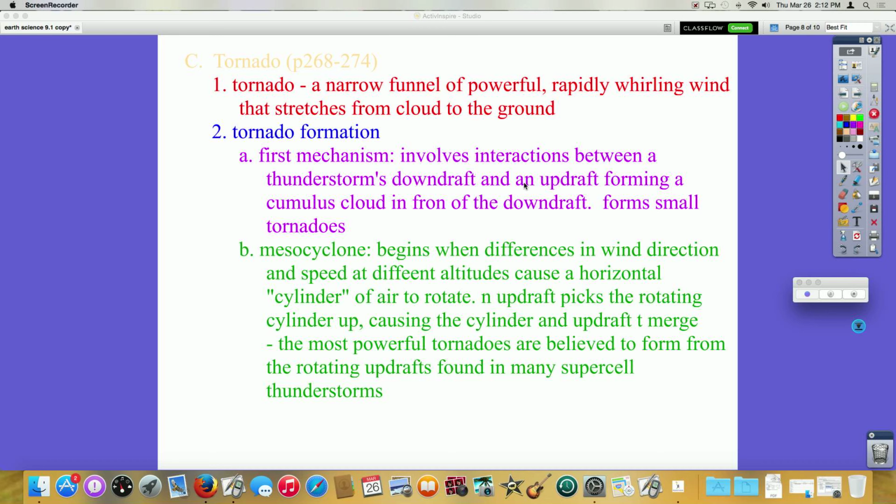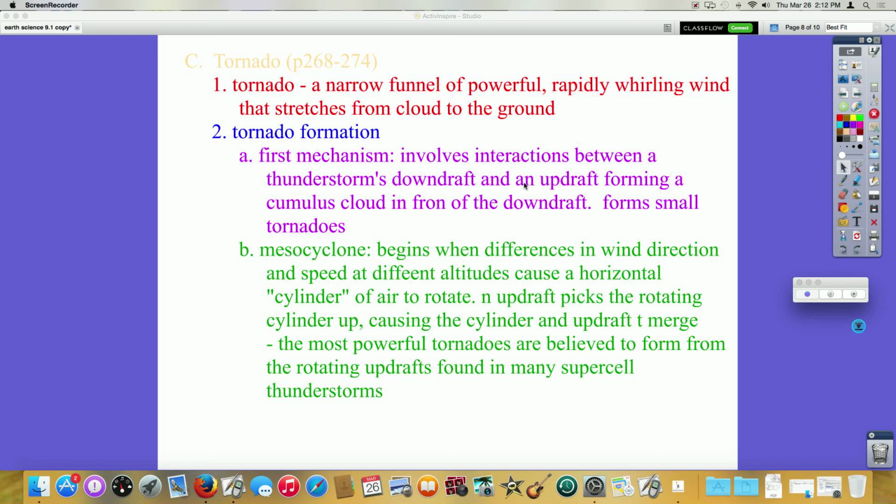It's thought that there are two mechanisms for tornado formation. The first one our book doesn't actually give a name to, but it gives a description. It involves interactions between a thunderstorm's downdraft and an updraft forming a cumulus cloud in front of the downdraft. This is thought to form the smaller types of tornadoes that we might see in other places other than the Midwest. And then there's the second mechanism, which forms what's called a mesocyclone. I just gave it the name here, the second mechanism, the mesocyclone.